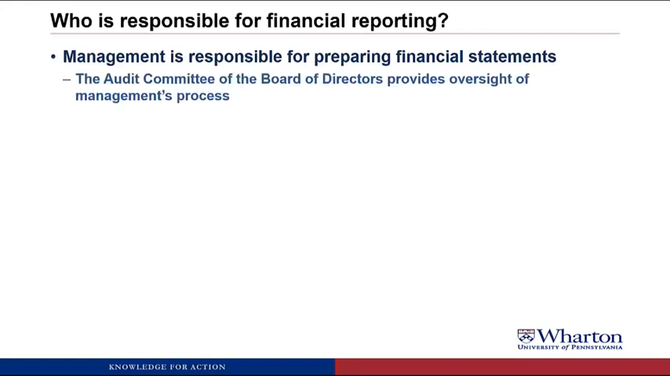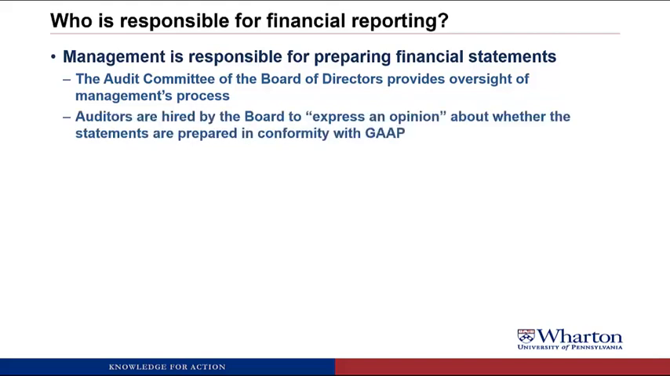First, the Audit Committee of the Board of Directors provides oversight of management's accounting process. However, this is not a foolproof check on managers' behavior. One of the biggest financial statement frauds ever was Enron, and the head of their audit committee was a guy whose full-time job was accounting professor, which means you could put someone like me on the board and still have these kinds of problems. So then the auditors are hired by the board to express an opinion about whether the statements are prepared in accordance with GAAP.